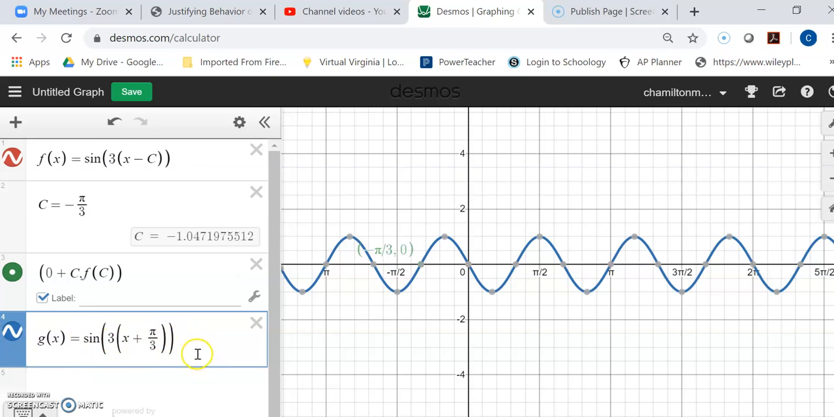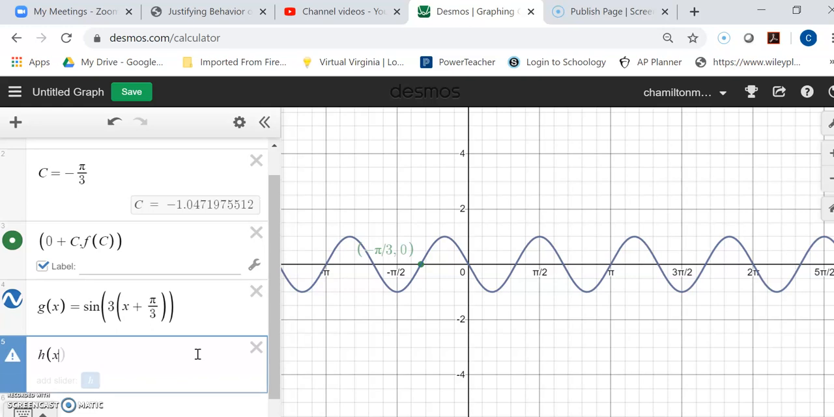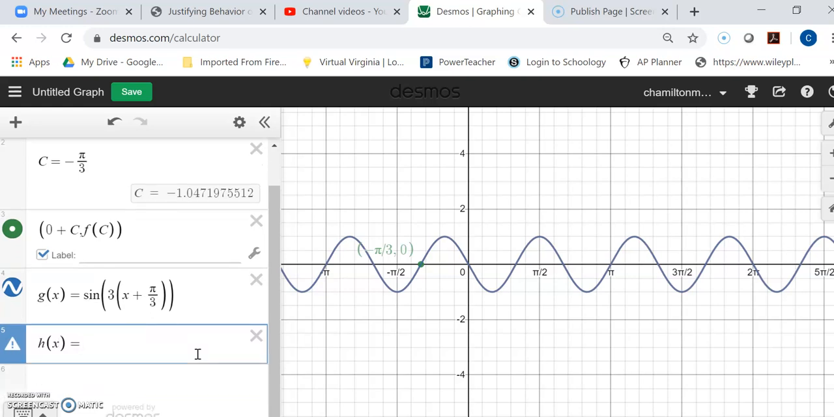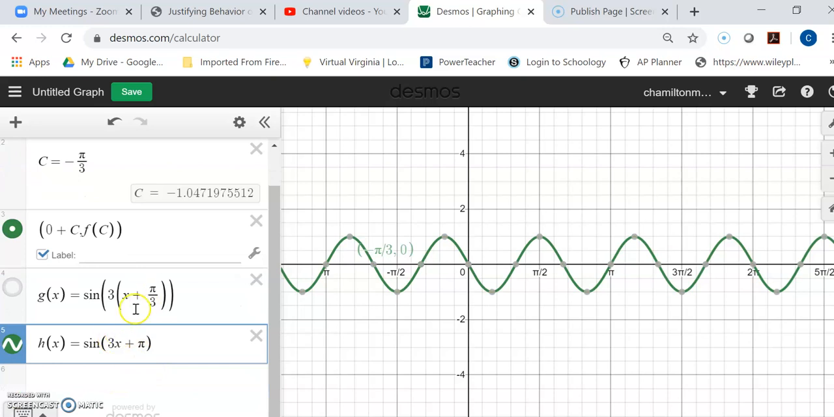Now notice the different forms, and this is that whole transformation form of what happens when we multiply it out. If I have another one, I'm going to call it h of x just to give it a different name, even though it's going to be the same one. Sine of 3x plus pi. And notice that it lies right on top of the ones that we have. If I turn that off, you can see it's the original. See how these are algebraically equivalent to each other.